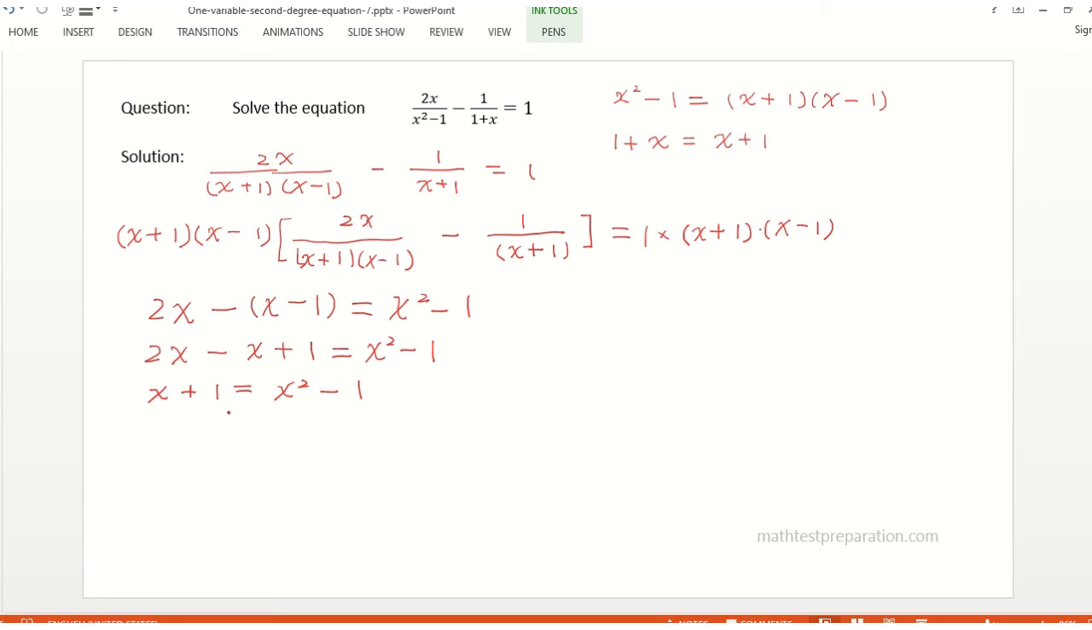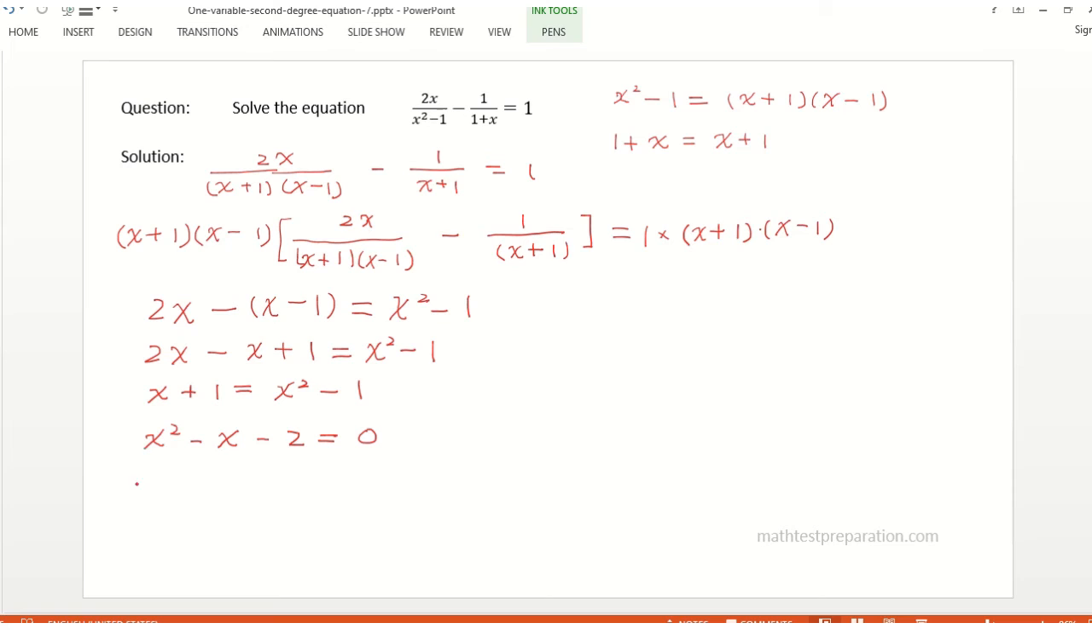Move x to the right side of the equation. Positive x becoming negative x. Move the positive 1 to the right side of the equation. Positive 1 becoming negative 1. Negative 1 plus negative 1 equals to negative 2, which equals to 0.